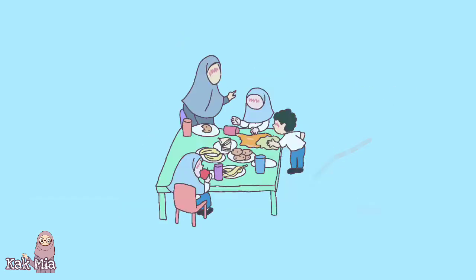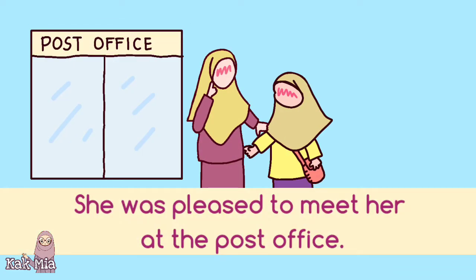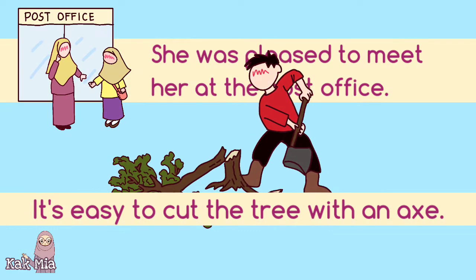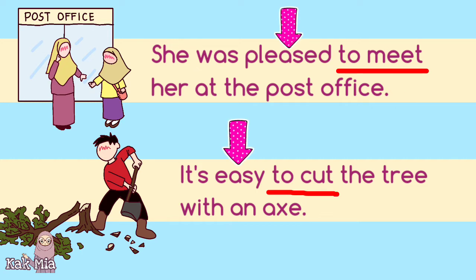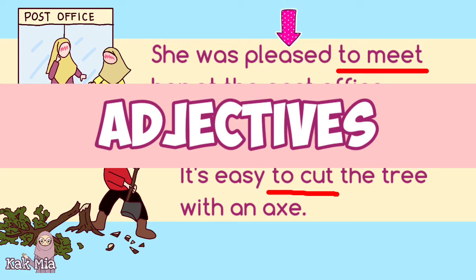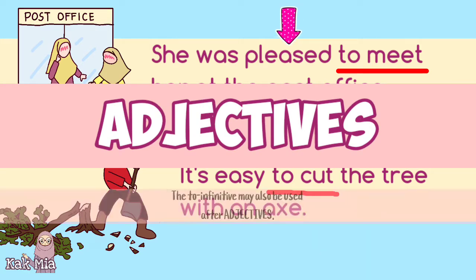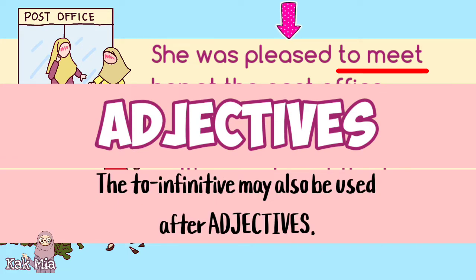Now, look at some more examples. She was pleased to meet her at the post office. It's easy to cut the tree with an axe. Pay attention to these sentences. What are the words before the two infinitives here? They are pleased and easy. What are they? They are adjectives. So we can conclude that the to infinitive may also be used after adjectives.